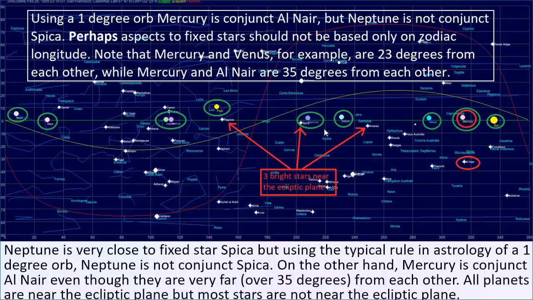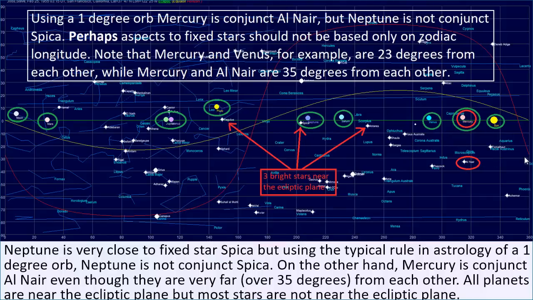And by the way, notice this, Neptune. This light blue thing is Neptune, and that star is Spica. Notice that Neptune is very close to Spica. Very close, but it's more than a 1 degree orb. And therefore, as astrologers, we do not say that there's a Neptune-Spica connection. If we use a 1 degree orb, it's not there. But we do say there's a Mercury-Alnair. It looks a little, you might say, unfair. Like, whoa, Neptune's not with Spica, but Mercury is with Alnair? Yes, that's what we're saying.